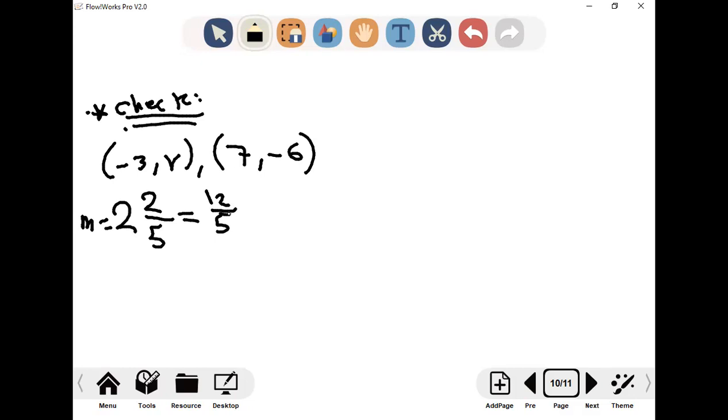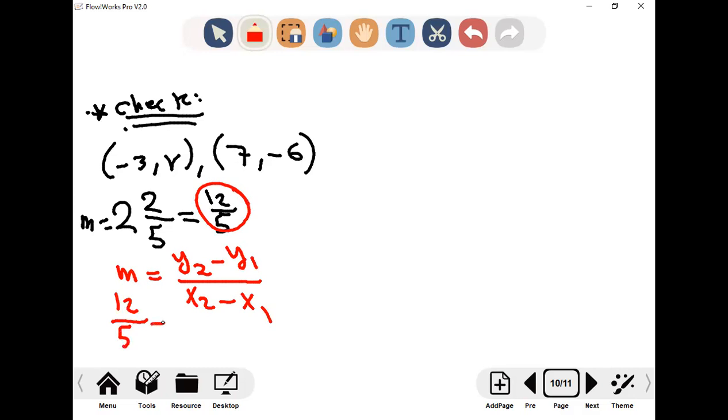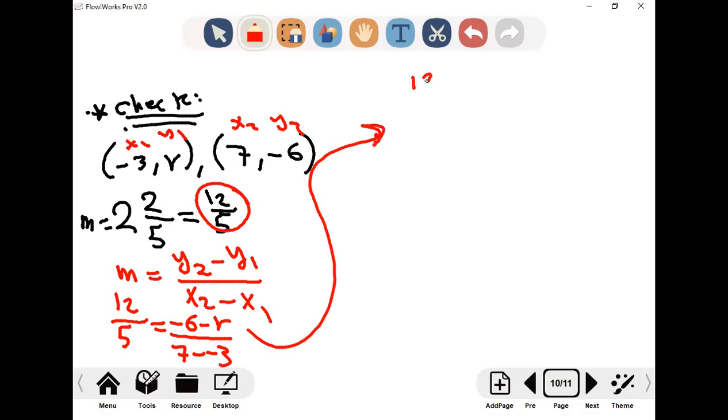So let's find r. Let's apply the formula. M equals y2 minus y1 over x2 minus x1, and m is given. Put it, but don't do the cross product yet. So 12 over 5 equals y2, this is x1, y1, x2, y2: -6 minus r over 7 minus -3, right? Here this is 10 down. So we have 12 over 5 equals -6 minus r over 10.